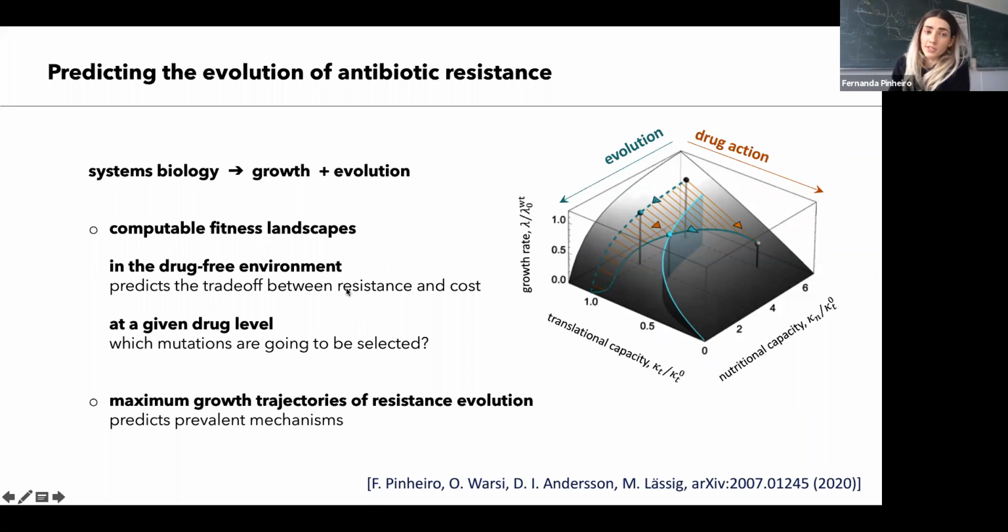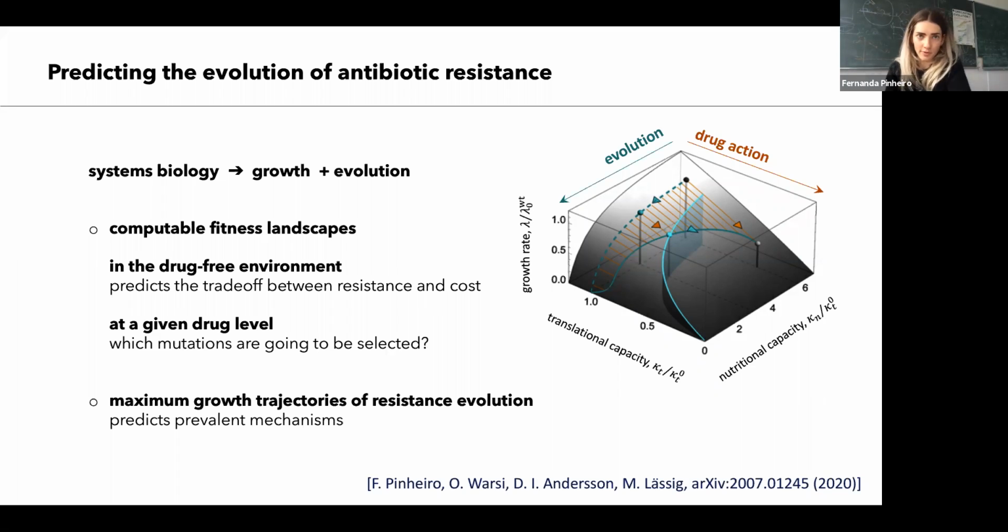It also establishes computable fitness landscapes at a given drug level here, so we can tell which mutations are going to be selected. This is going to be clarified as we go along. And our model establishes maximum growth trajectories of resistance evolution, here, this line, which lets us predict the prevalence of resistance mechanisms. So the whole point of the talk today is to fill in this picture and to see how the theory talks with the data.